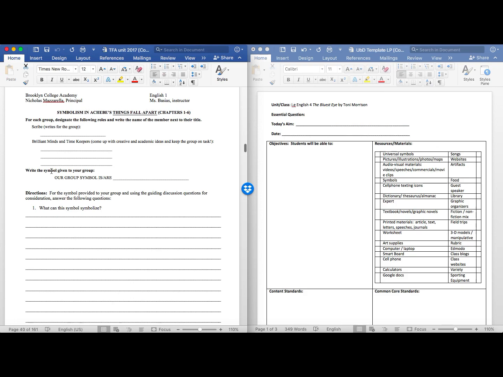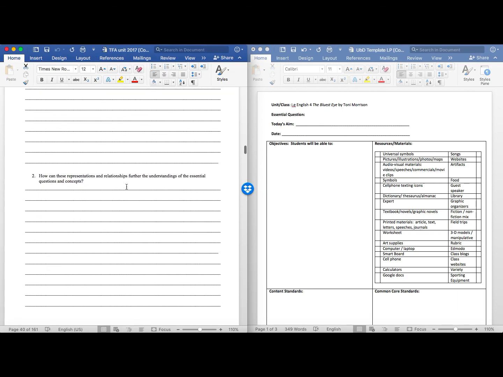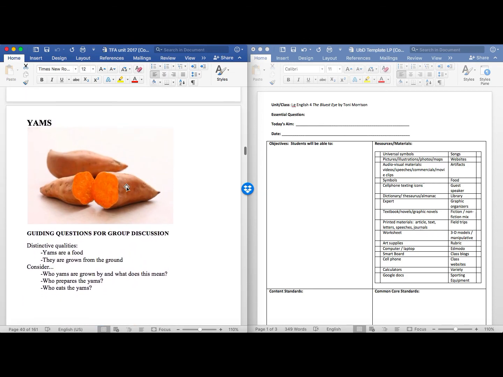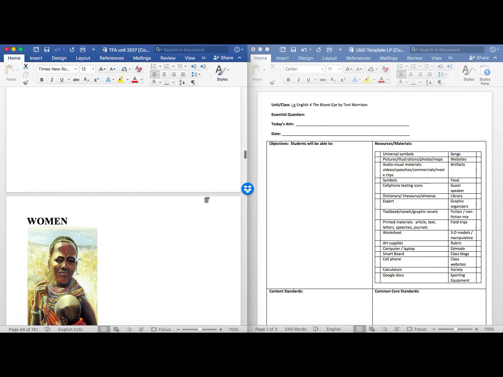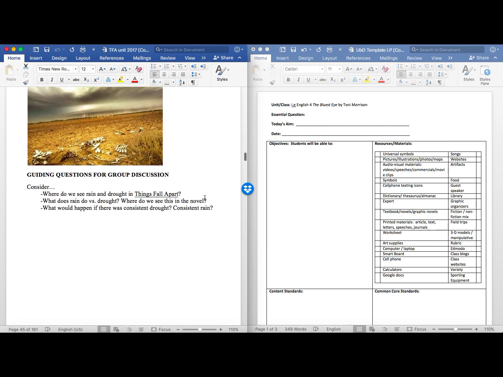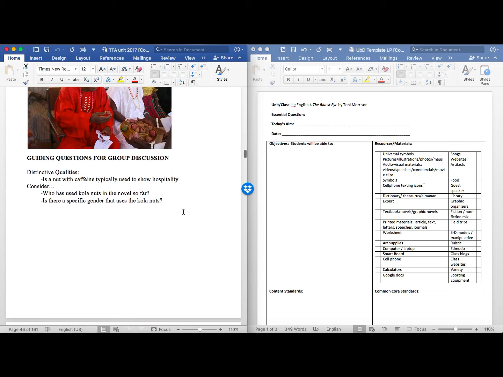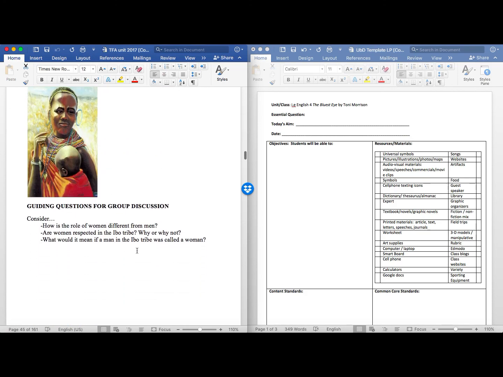Symbolism in Things Fall Apart. Here we have group work activity that is handed out, and we have the differentiation as a result of that, which is explained in the grouping and assessment. So some has more than others for specific reasons and specific purposes. Notice how some has distinctive qualities to help out groups, and some have considerations.